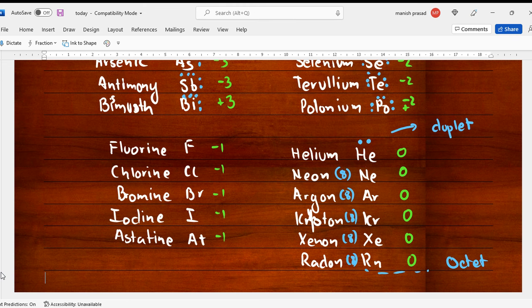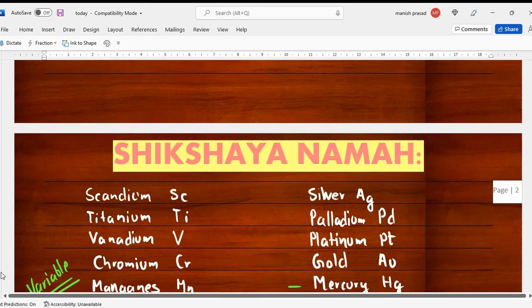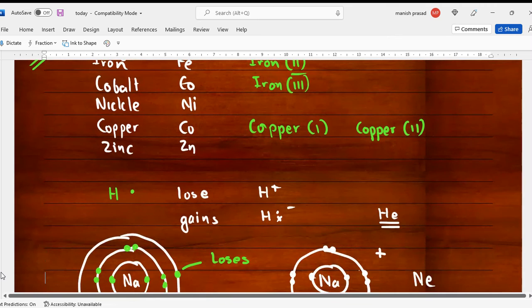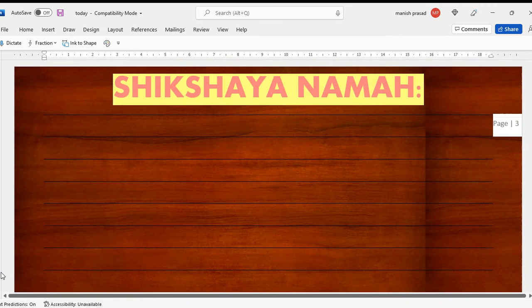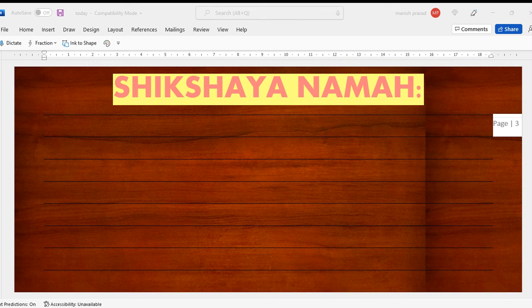So are the valences also clear? Yes, they are. Now, after this, we come to something new.